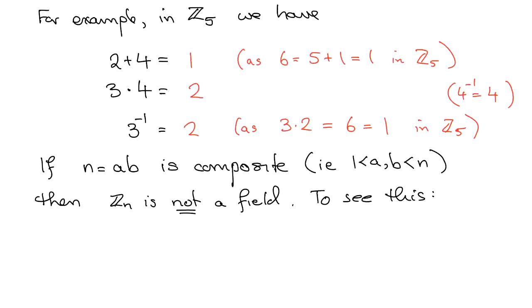So to see this, first of all, if you wanted to work it out yourself, you work in some small examples, Z6 or something first, or Z4. But let's just go straight to Zn.